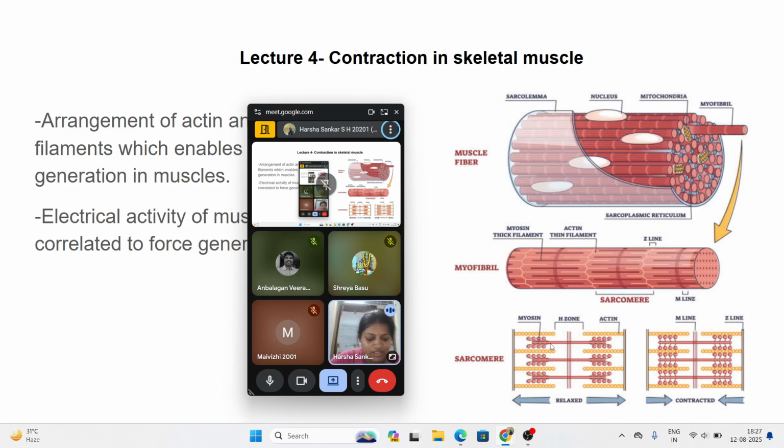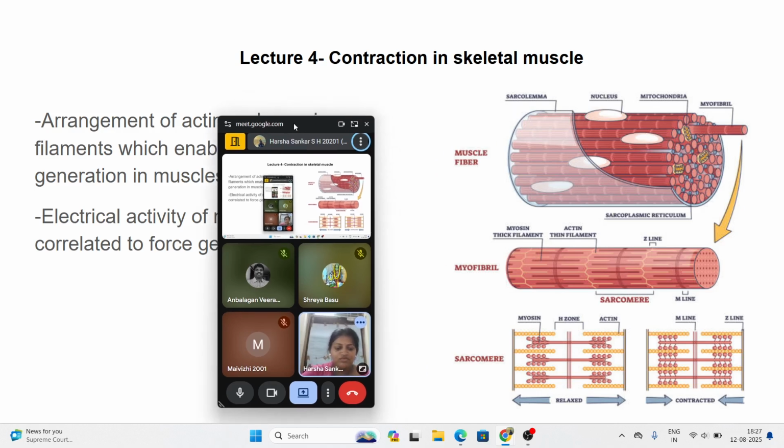Now we will go to the next slide. My screen is stuck sometimes.